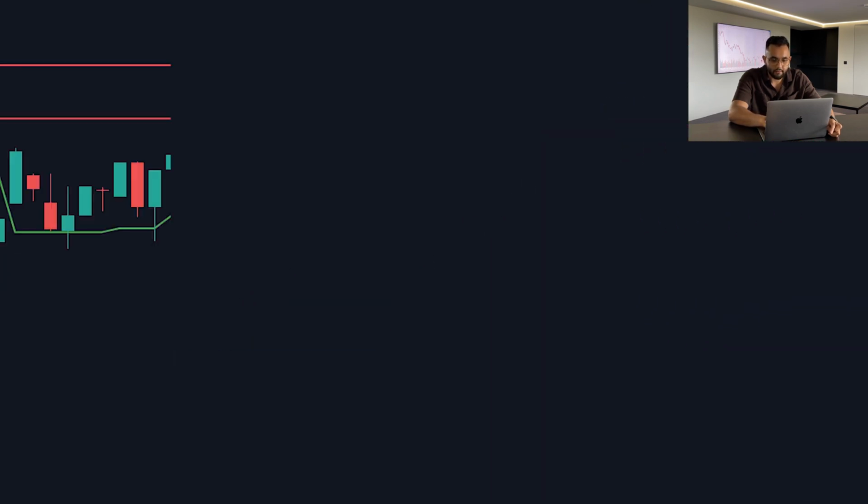Let's look at one more example. Here we are looking for a short trade. 2 of the top lines are red, but the bottom line is still green.